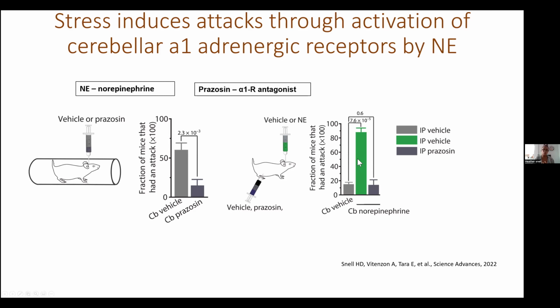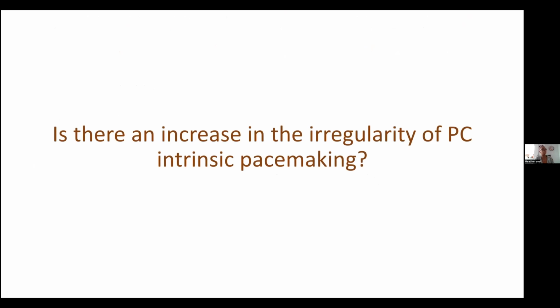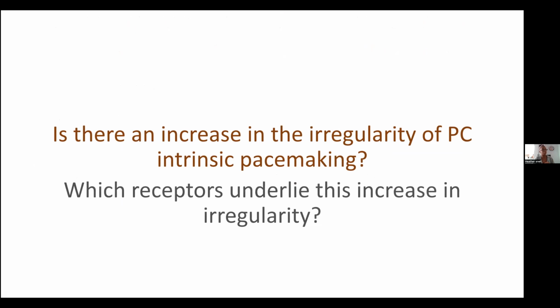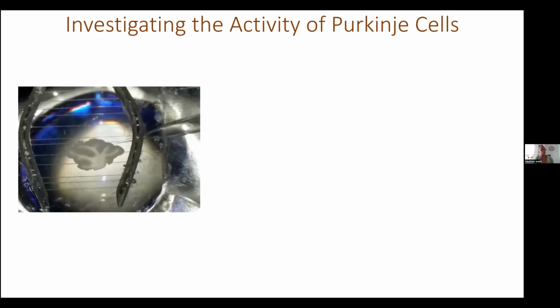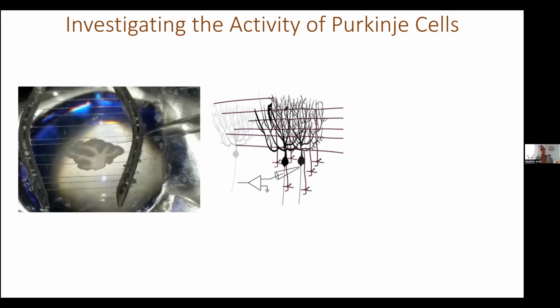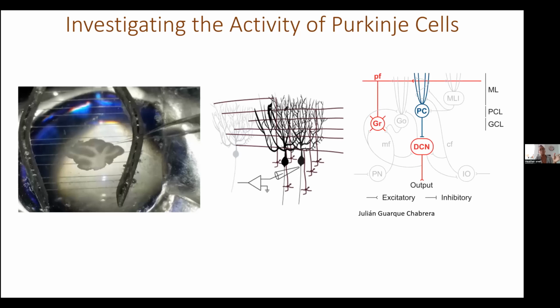But I started this talk talking about the ISI CV and the firing of Purkinje cells, and you can't really do that in an in vivo preparation. So we switched, so we really wanted to understand, is this increasing the irregularity of Purkinje cells of intrinsic pacemaking, so blocking synaptic input, and what are the receptors that underlie this? Is it going through these alpha-1 adrenergic receptors? And so we switched to an in vitro preparation, and we actually recorded extracellularly in Purkinje cells, and we blocked fast synaptic input from excitatory and inhibitory cells.